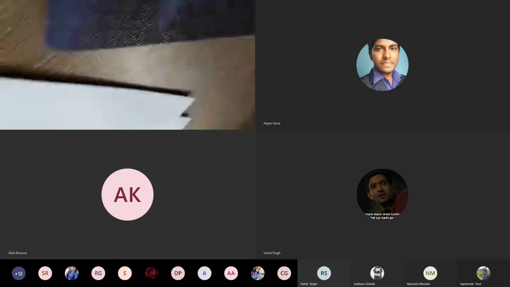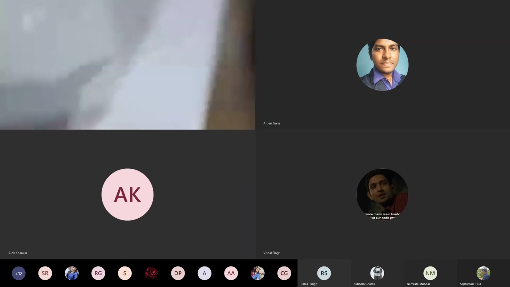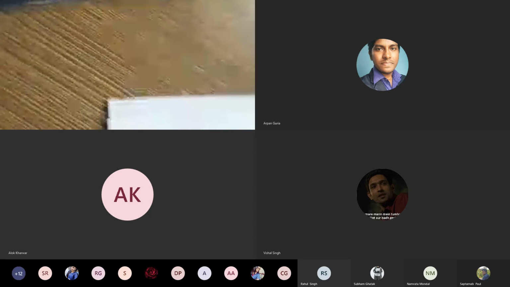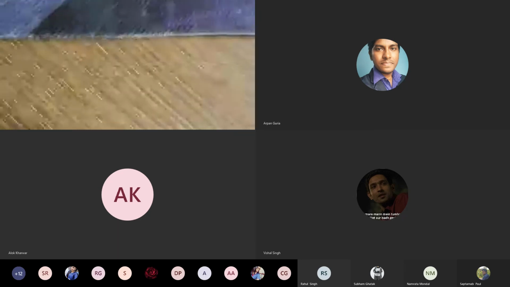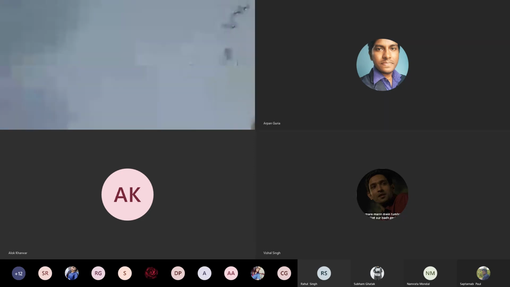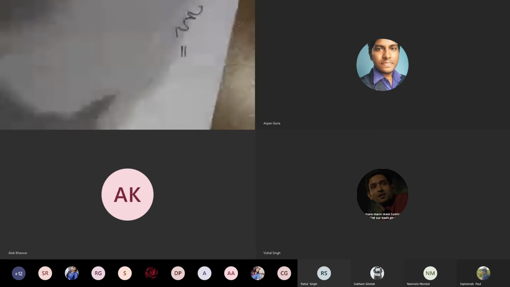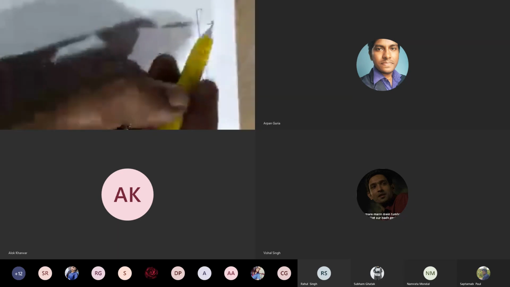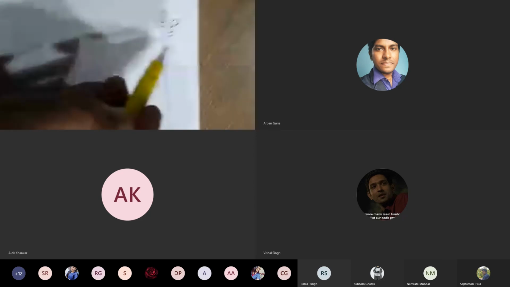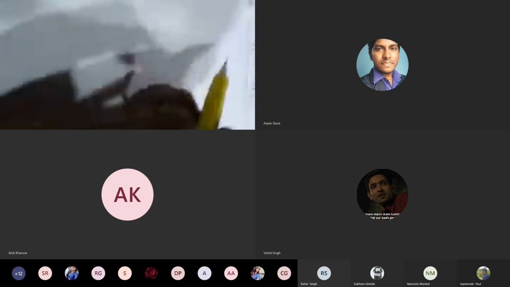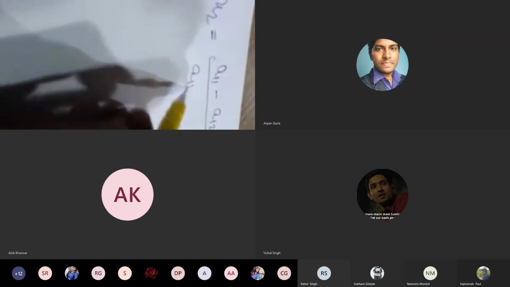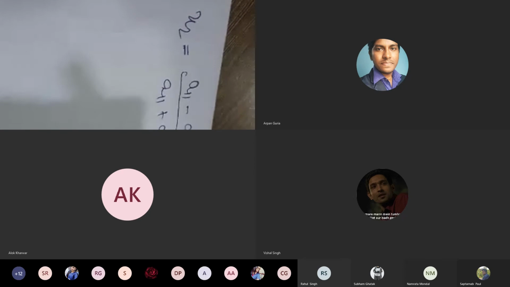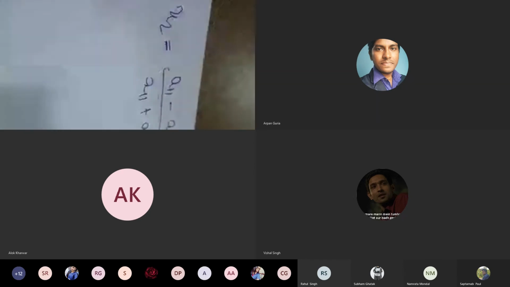Similarly, if you simplify this, simplification not showing here, you will get x2 equal to A11 minus A12 divided by A11 plus A22 minus A21 plus A12. So you have got x1, you have got x2.